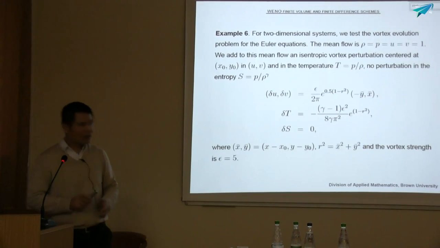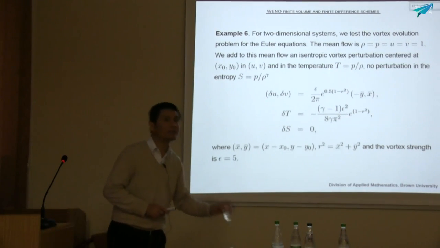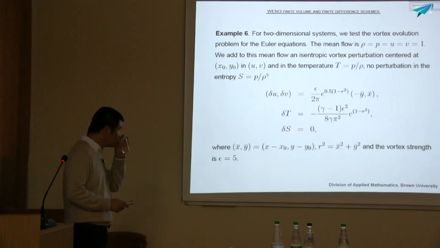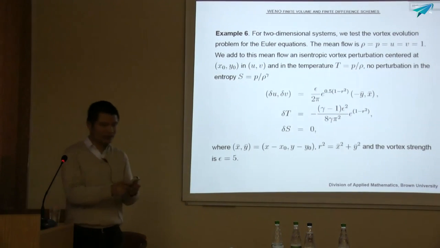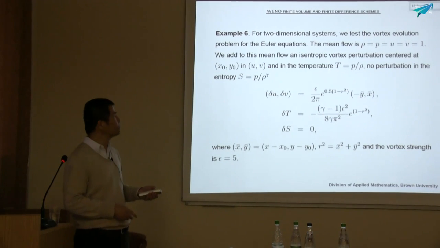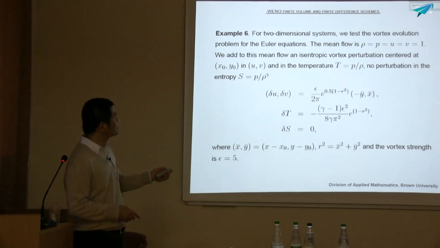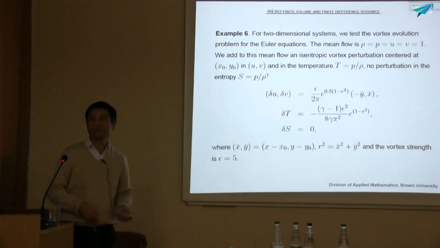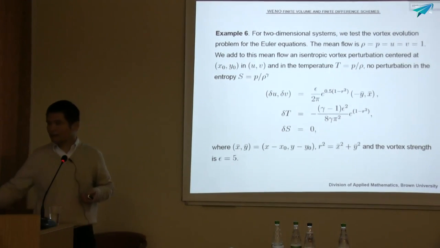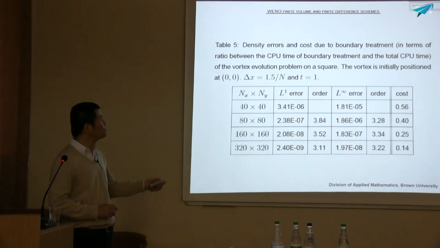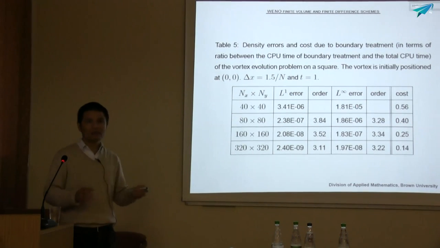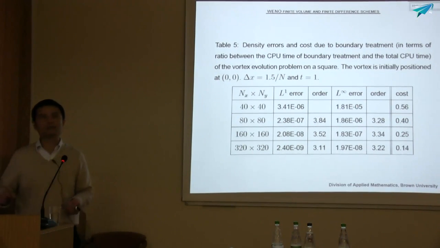Okay, so now let's move on to two-dimensional systems, Euler equations. First, we computed using this procedure to see if we have accurate results. So this is a vortex problem for which we have the exact solution. You can see that for the third order scheme, you do get third order accuracy for this vortex problem. So that means the procedure is working nicely for systems.